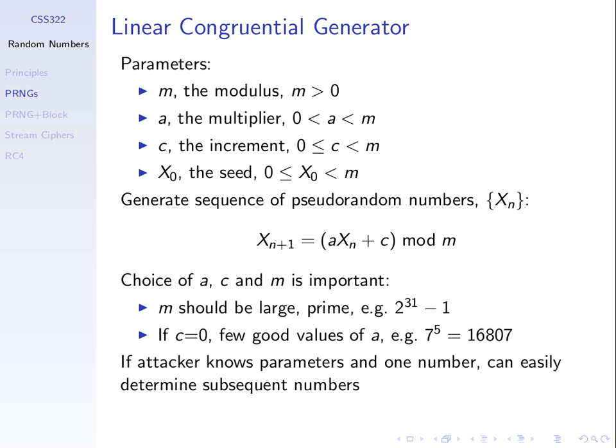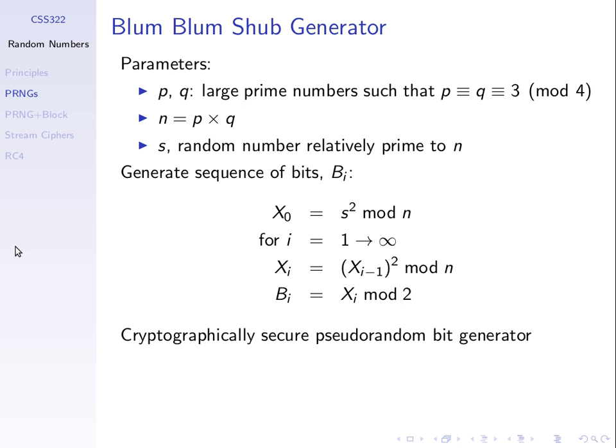What about another example? I don't think it will go through on the board, but the slides have it: the Blum-Blum-Shub generator, a different algorithm, and considered cryptographically secure. That is, it's a good pseudo-random bit generator. It generates bits in a random sequence of bits.